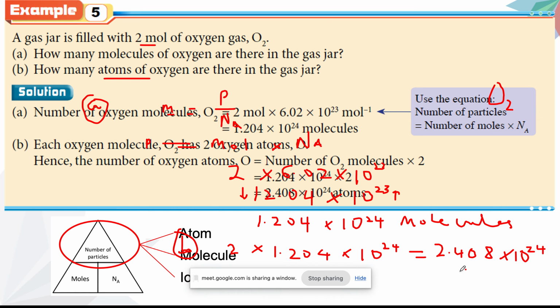Okay, so I think we will stop this part 1 here. And next class, we will go for mole and mass and molar mass.